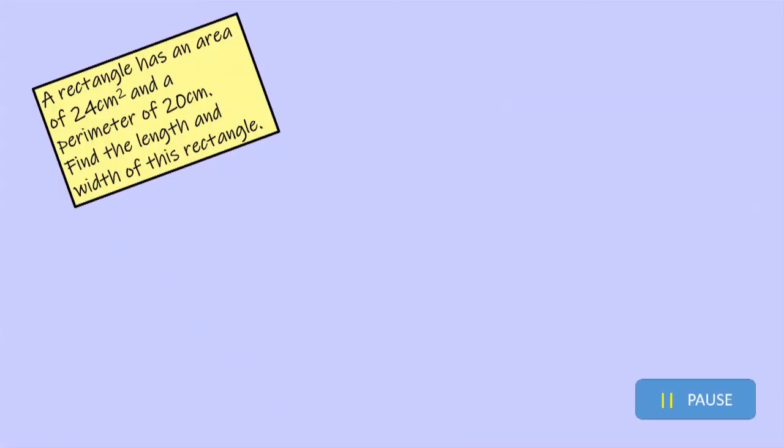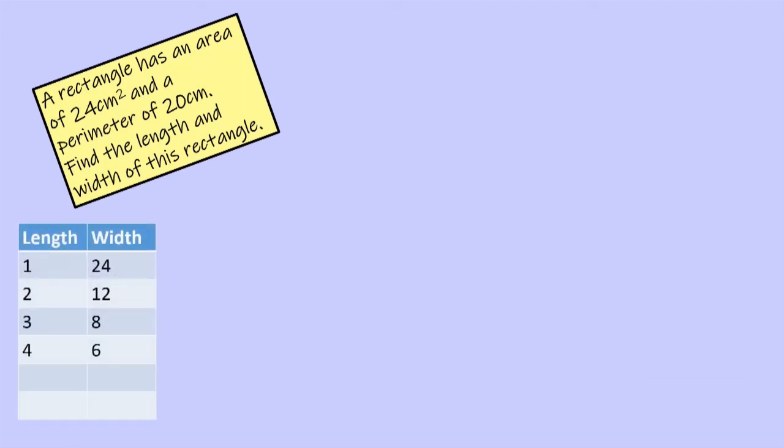A rectangle has an area of 24 square centimeters and a perimeter of 20 centimeters. Find the length and width of this rectangle. Well, I've actually chosen some easy numbers for this so that you can do this in a number of ways. I mean, you could actually look at all the lengths and widths of rectangles that would give you 24 centimeters and maybe write them out in a table like that.